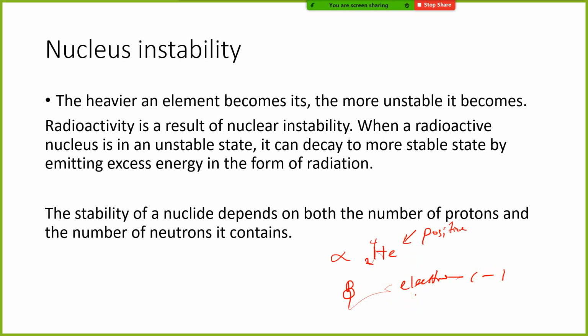What else? We know that in some radioactive processes, it can give off gamma. Gamma is technically an electromagnetic radiation, which is technically light. Basically light that doesn't have any charge.